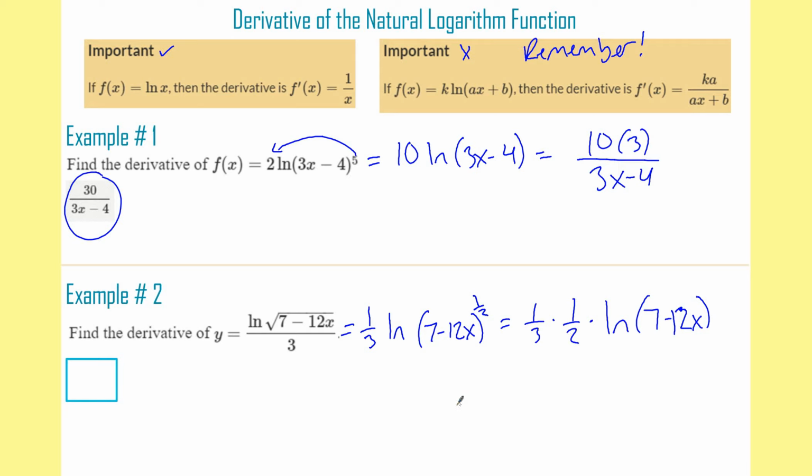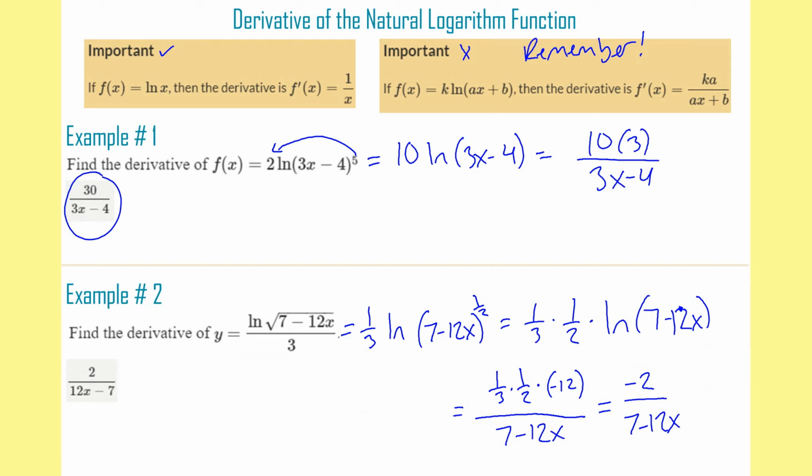So when you rewrite this, you're going to take 1/3 times 1/2, whatever's out front, times whatever's multiplying by x, so times negative 12, all over whatever the argument is, 7 minus 12x. So 1/6 of negative 12 is negative 2 over 7 minus 12x. So we double check it, and notice that's the same answer I got.